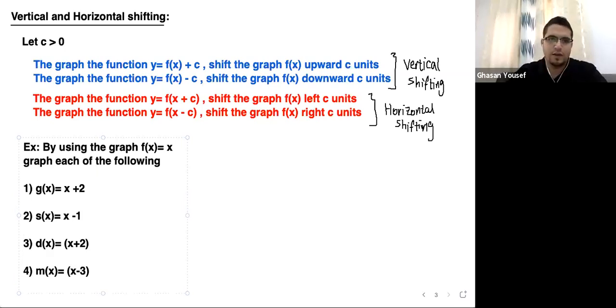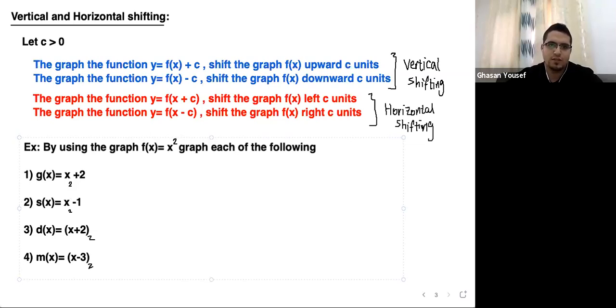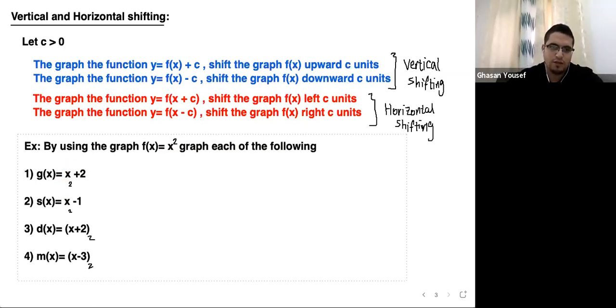Okay, for the first one, here we have the function squared. Here we have square here and square here. So the function here, by using the graph, they give me the graph of f of x. The question is direct. By using the graph of f of x equals x squared, we need to graph each of the following functions.